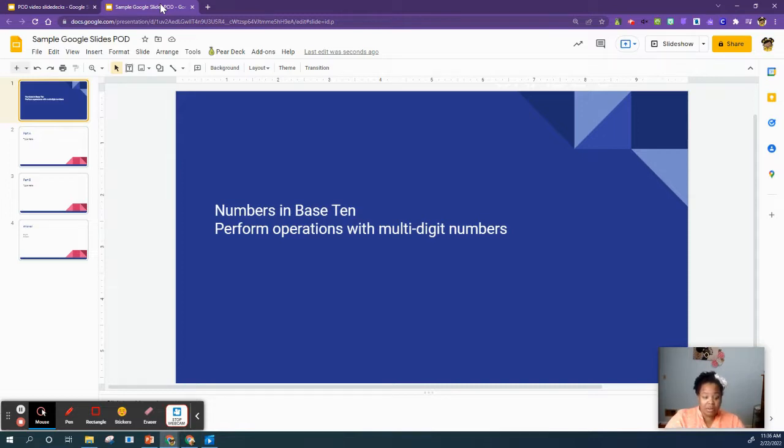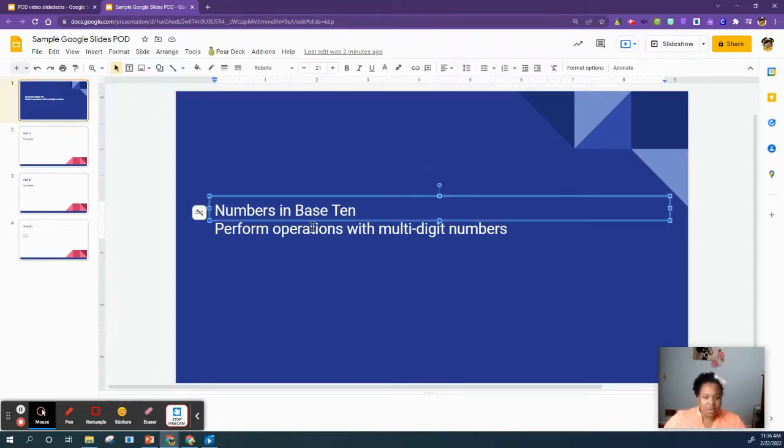So here's my template all ready for my POD cycle, and I'm going to change just a couple things that I do in my classroom to make this more accessible for my students. My very first slide is always the learning target. I think it's really important for students to know at the end of this exercise, this is what you should have learned. But I wanted to make it a little bit more friendly to them. So I'm going to change this to an I can statement.